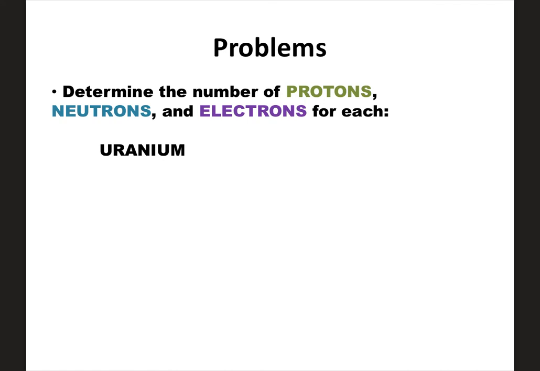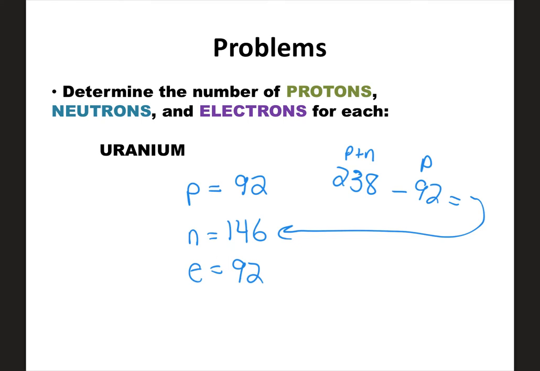Try another example here. Again, we'll do this for uranium. Pause the video, determine the number of protons, neutrons, and electrons, and when you rejoin, I'll have the answer for you. So hopefully these are the numbers you got for the number of protons, neutrons, and electrons for uranium. Remember, you must subtract to get the number of neutrons, always.